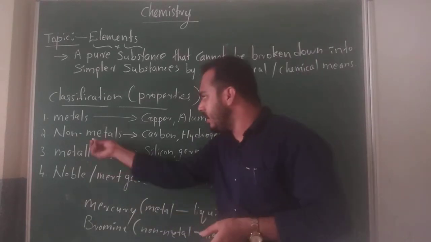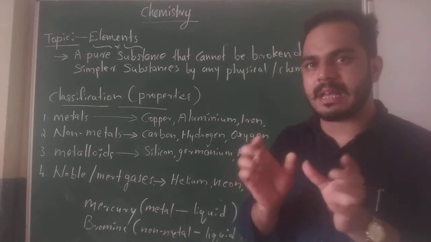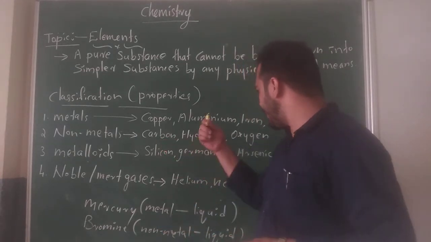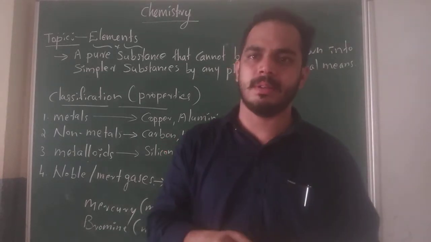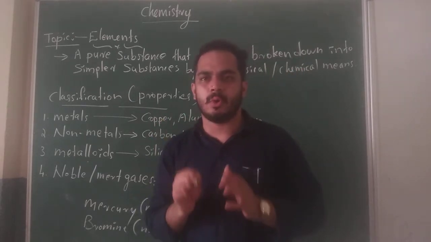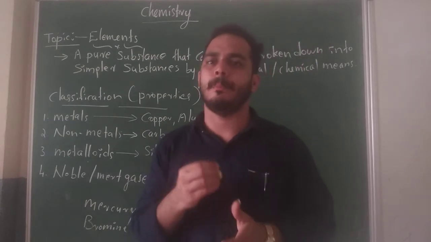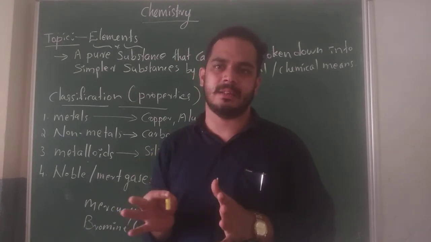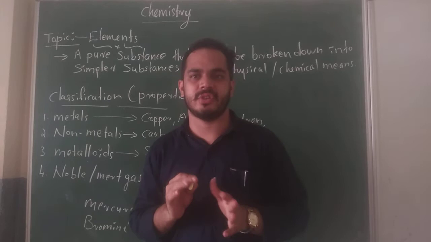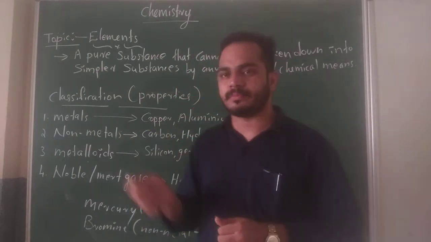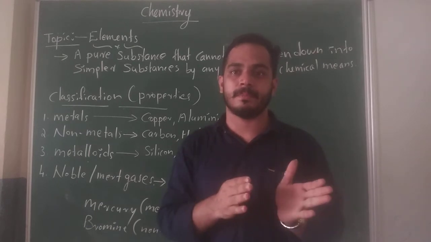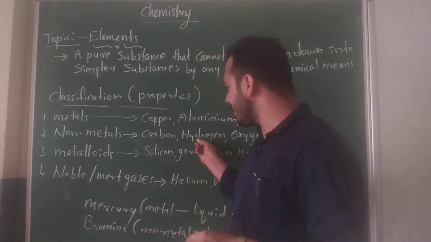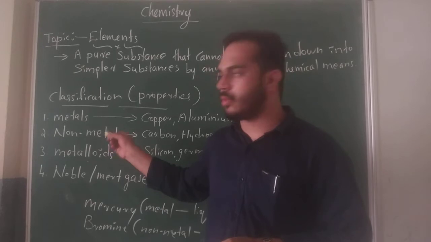Next, non-metals. First we learn the examples of non-metals: mainly carbon, hydrogen, oxygen, and nitrogen. Non-metals have characteristics just opposite to metals. They are not lustrous; they are very dull in nature. They are bad conductors of heat and electricity, so they cannot pass electricity or heat. These are the main characteristics of non-metals.